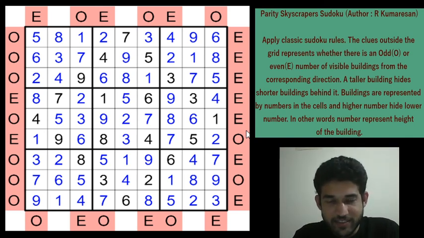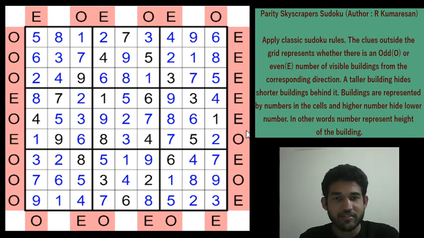I hope you guys enjoyed watching me solve this thoroughly interesting variant, which is also going to be present in the Logic Masters India contest. Hopefully you guys will ace this Sudoku in the contest.